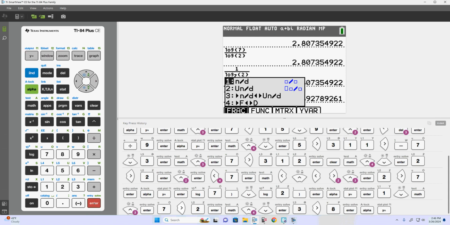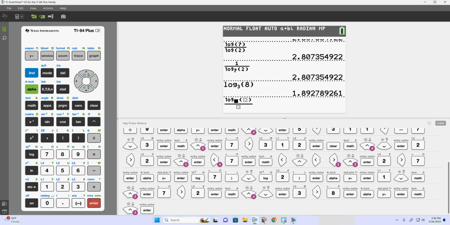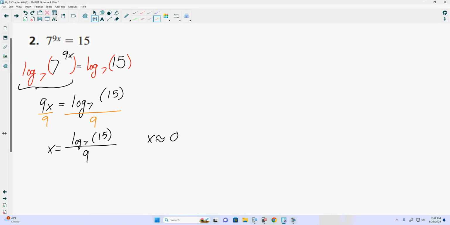Alpha y equals enter. Log base 7 of 15 over 9 is 0.15462 or 0.155. Now the one on the left is the exact answer, because that is the exact value for this here, log base 7 of 15 over 9. The approximate answer is 0.155.